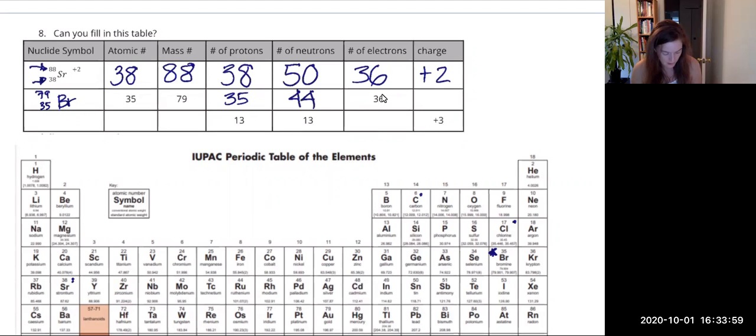44, right? 35 plus 44 gives us 79. Nice. This one also has 36 electrons. Interesting. I wonder why. So what does that tell us? It has 1 more electron than proton. It has 1 more negative particle than positive. So it must be a negatively charged ion with a charge of -1.